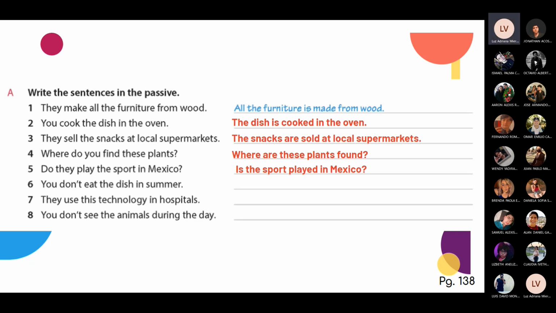All right, we have Armando, go for it. The dish isn't eaten in summer. Excellent. Perfect. Just great. Again, now we are talking about negative forms. So we have the subject, verb to be, past participle. Simply perfect. Thank you.